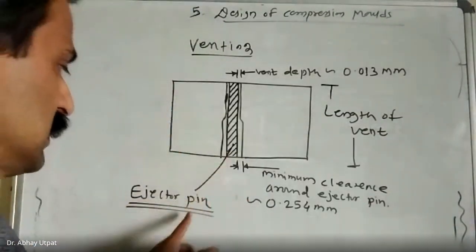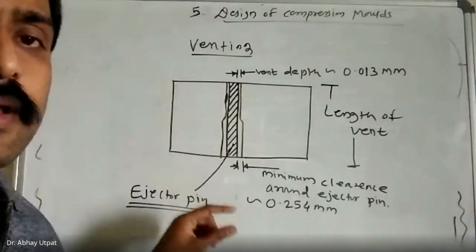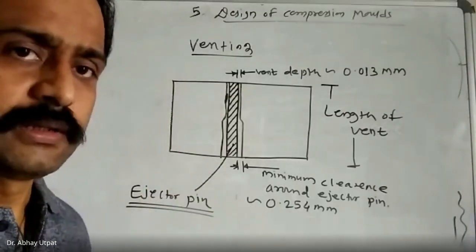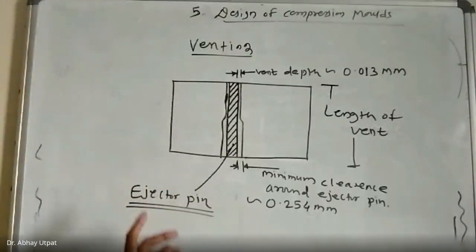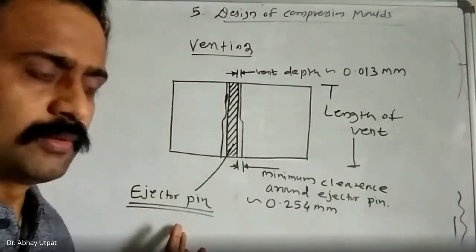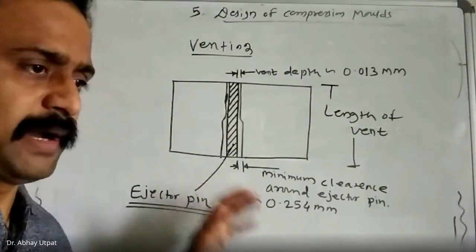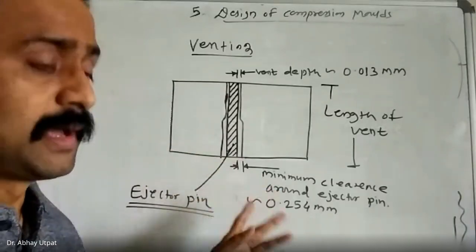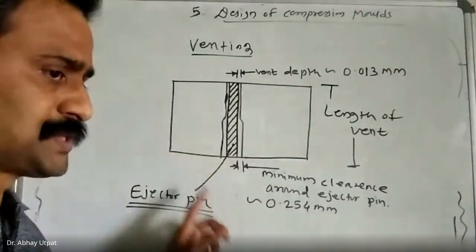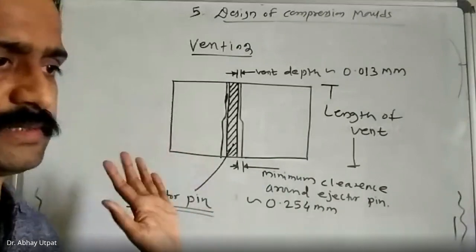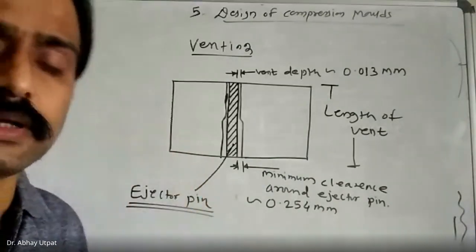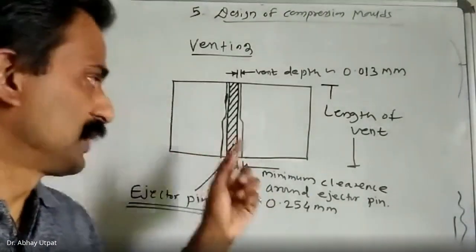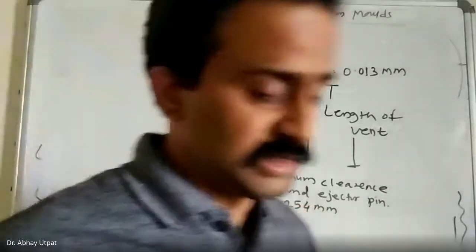So this is ejector pin. I repeat the statement once again. The purpose of ejector pin is to remove the solidified part from the mold. Along with it, it also helps in providing the vents, because vents are provided around the ejector pin.